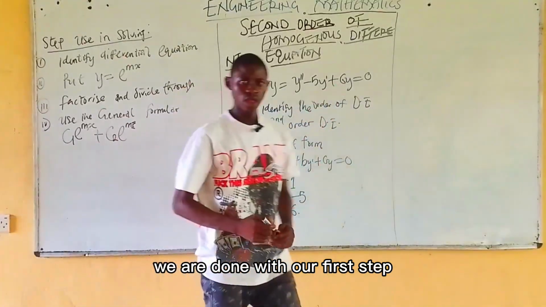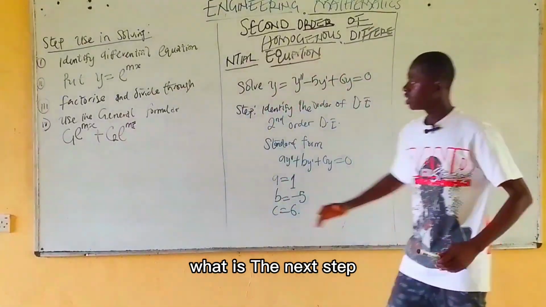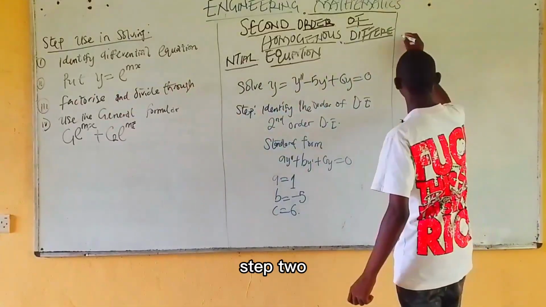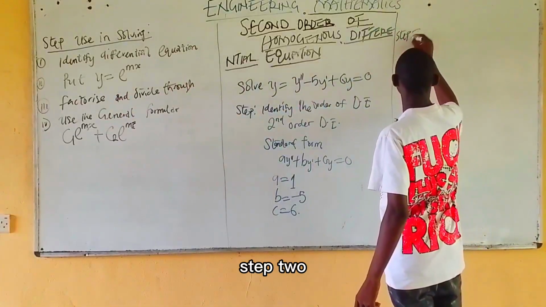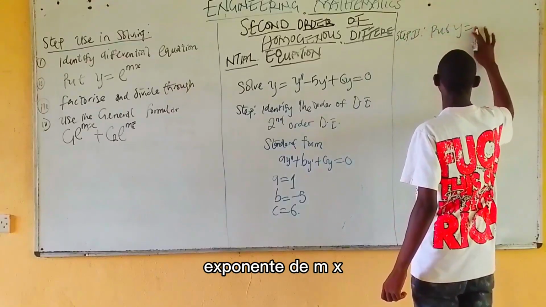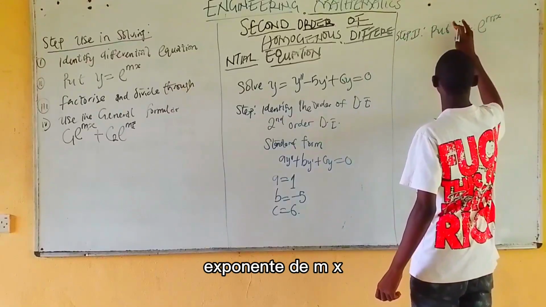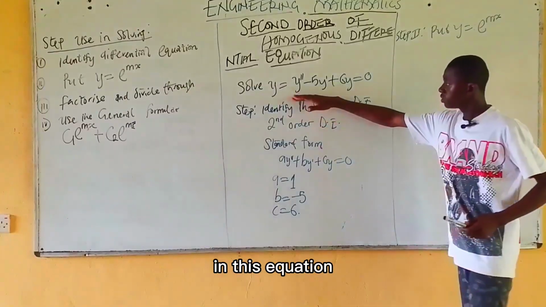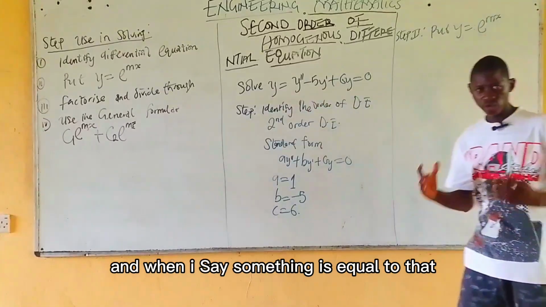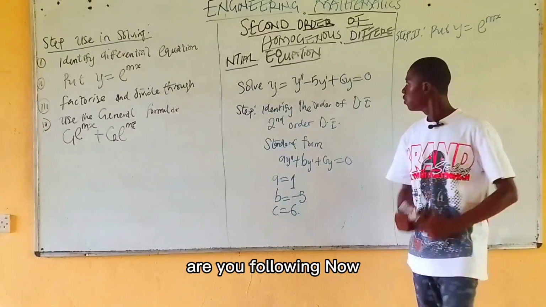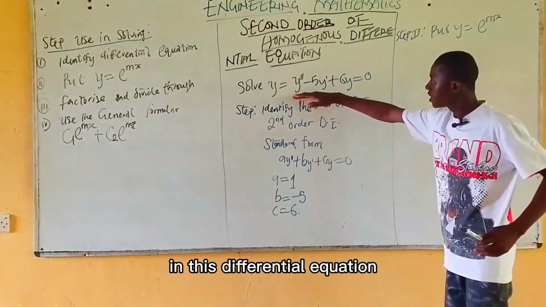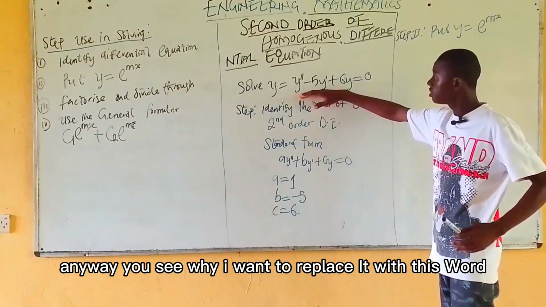We are done with our first step. How are you feeling now? What's the next step? Step 2: put y = e^(mx). In this equation, anywhere we see y, we are going to replace it with e^(mx). When I say something is equal to, that means you can replace it. Are you following now? In this differential equation, anywhere we see y, we are going to replace it with this.